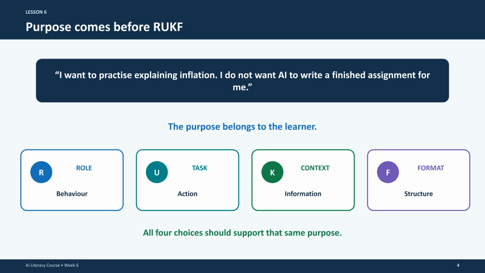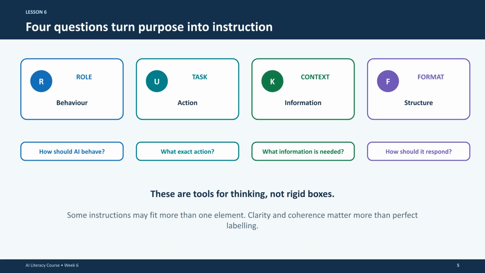Your purpose is the foundation of every prompt. Whether you want to practice a skill or explore a topic, your role, task, context, and format choices must all work together to support that single objective. RUKF provides 4 essential questions to turn your purpose into a clear instruction. These categories are tools for thinking. Don't worry about perfect labeling. Prioritize clarity and coherence in your final prompt.